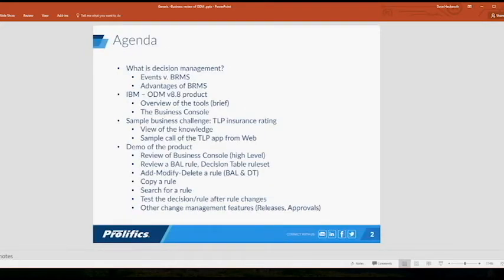Now today we're going to talk about a number of things. We're going to talk about decision management just at a very high level. We're going to get into the IBM ODM version 8.8 product itself, a little bit of an architecture review, a look at the business console. We're going to look at it by way of understanding a sample business challenge that we can all talk about. We're going to view the knowledge. We're going to see a sample call of that application, and we're going to view many of the features inside the product that the business community would be interested in using as they do their work for decision management.